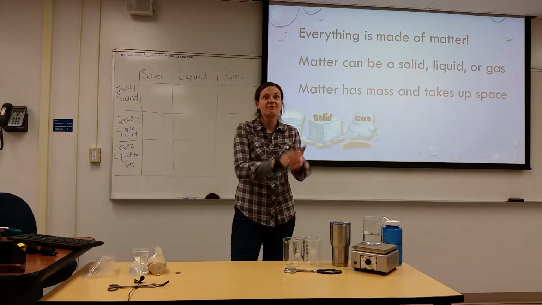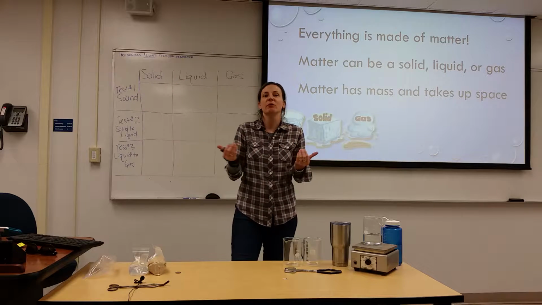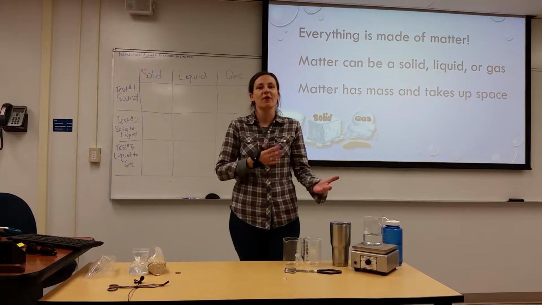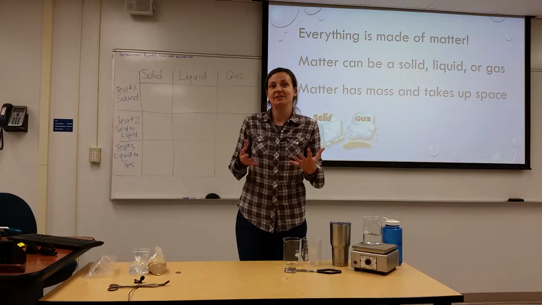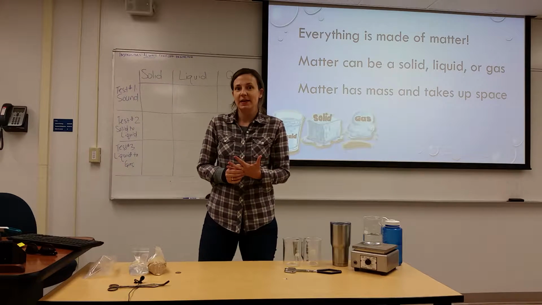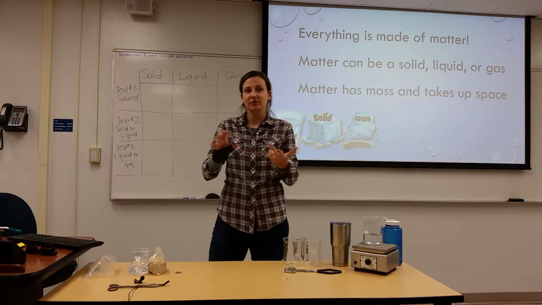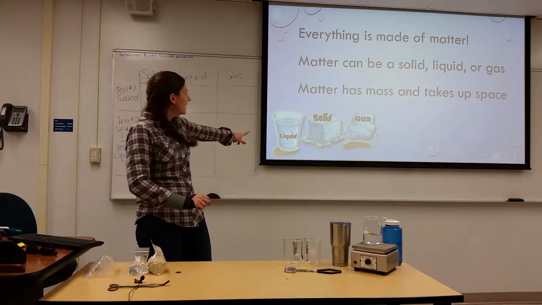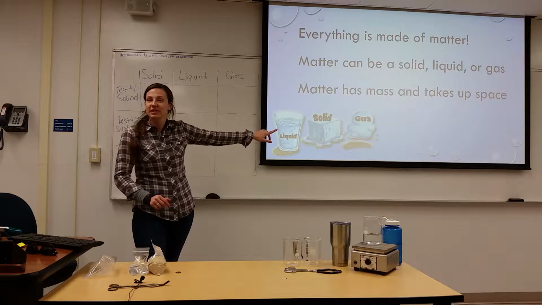Like I was saying before, everything around us is made of matter: the air that we breathe, the table in front of us, the shoes that we wear, the car that we drive. Everything has matter. It can be in those three phases that we talked about, and it has to have mass and take up space. As you can see in the little diagram here, we've got water in its three different phases.